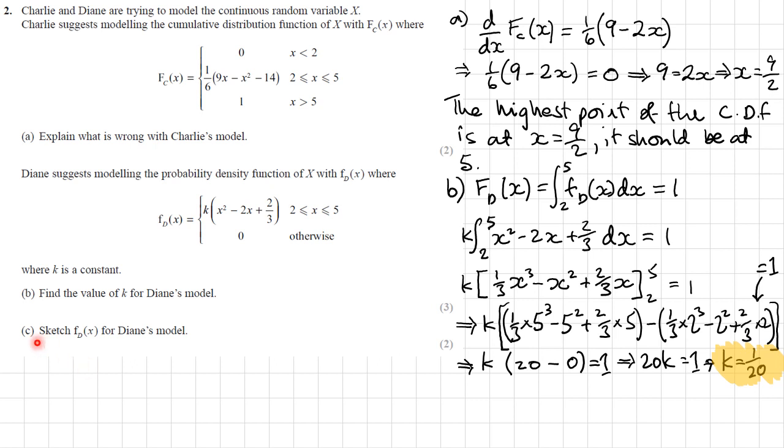Part C, sketch f_D of x for Diane's model. Okay, so here's my axes. I want to show the PDF between 2 and 5. So I've already substituted the values of 2 and 5 into this, where k is 1 over 20. So I know that when x is 2, the PDF is 1 over 30, and when x is 5, the PDF is 47 over 60.